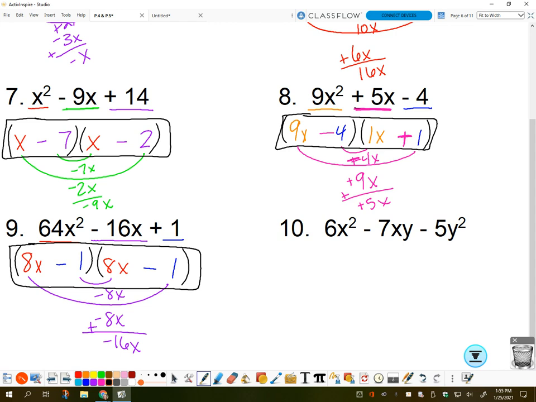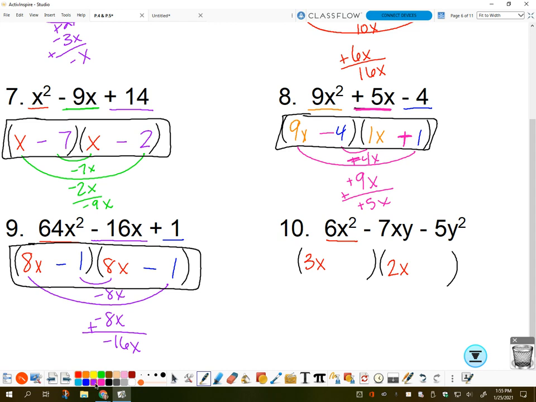All right, number 10. This one looks a little scarier, but it's really not, because you see how this is an x squared, this is a y squared? Well, this has an x and a y, so I think it's going to work out just fine. All right, so to get our 6x squared, you have choices of 3 times 2 or 1 times 6. So let's go with 3x and 2x to get 6x squared.